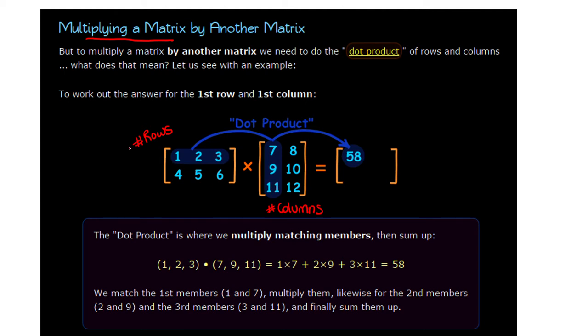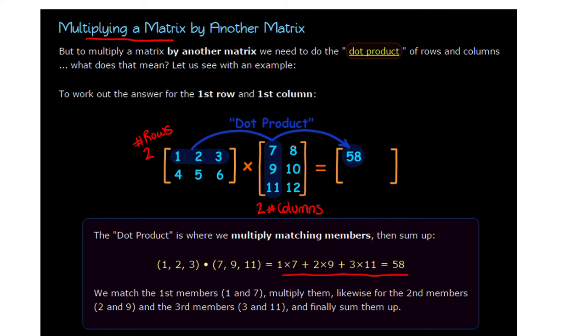As long as I have 2 rows in my first matrix, then I need to have 2 columns in my second matrix. Now, if that's the case, then you're going to multiply like this. You're going to take 1 times 7, then add 2 times 9, then add 3 times 11. It looks really confusing at first, but it's not too bad. Just remember, multiplication has a different rule than addition.